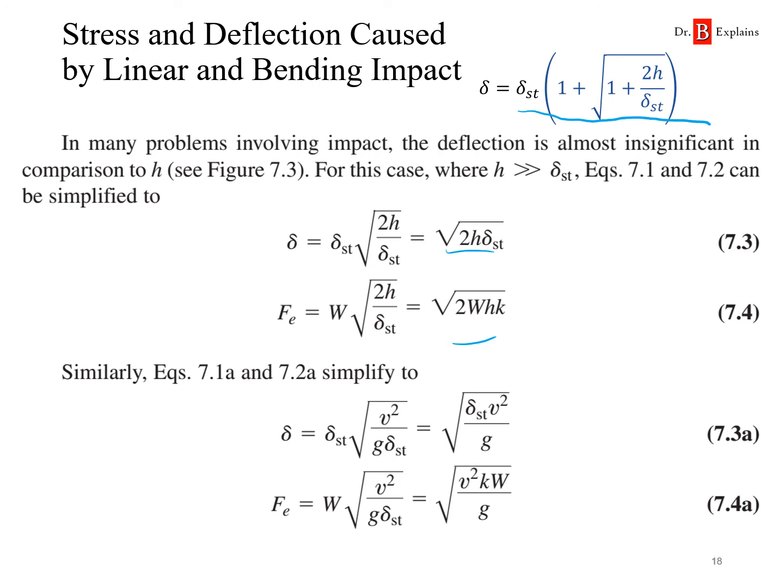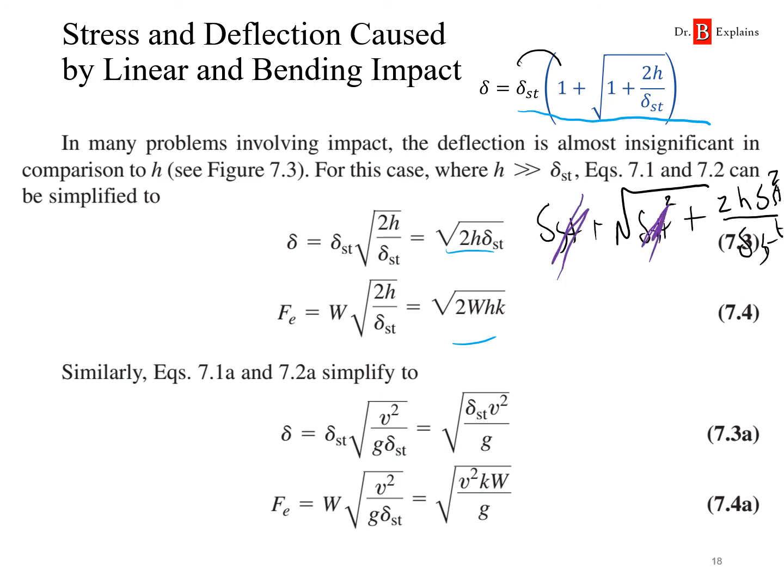Well, let's take this delta st and multiply it. We'll have delta st plus the square root, and I'm going to take this delta st and stick it inside, all right? So it's going to be delta st squared plus 2h delta st squared divided by delta st, right? And if delta st is almost 0, this is going to go to 0, this guy's going to go to 0, and the delta st at the bottom cancels with the 1 on the top, and so we would only have the square root of twice the height times delta st.